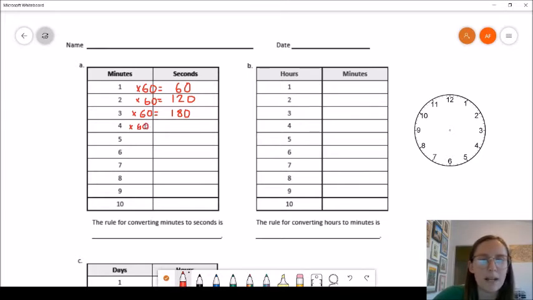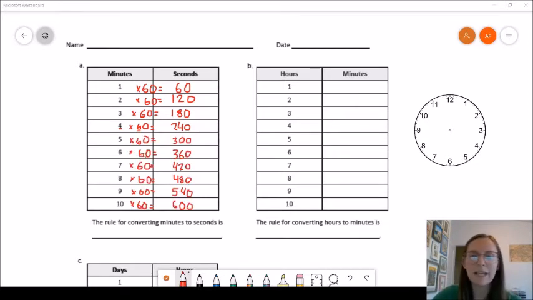So what would 4 minutes be? 4 times 60, well, I know that 4 times 6 is 24, so 4 times 60 would give me 240 seconds. So let's pause, and then you can finish your unit conversion table, and then unpause when you're ready to check your work. Here is my completed unit conversion table from minutes to seconds, with each minute being an equal group of 60 seconds. So pause and check your unit conversion table.